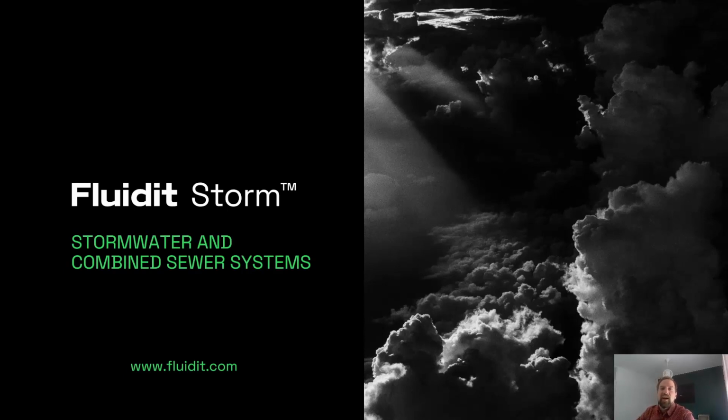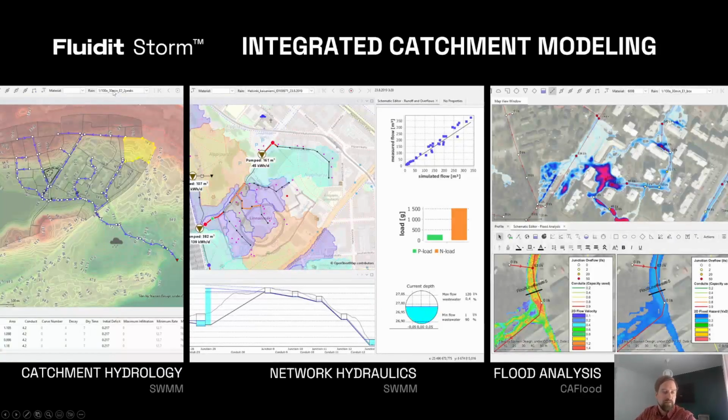Thank you, Bipin. To set the scene, I will first give you a brief introduction to the Fluidit Storm solution that was adopted for this case study, and then we will move on to the background and implementation of the project. So let's start. To begin with, Fluidit Storm is an integrated catchment modeling software solution. So as you would understand, it has the catchment hydrology module, network hydraulics module, and then the flood analysis module that are all put together into one solution.